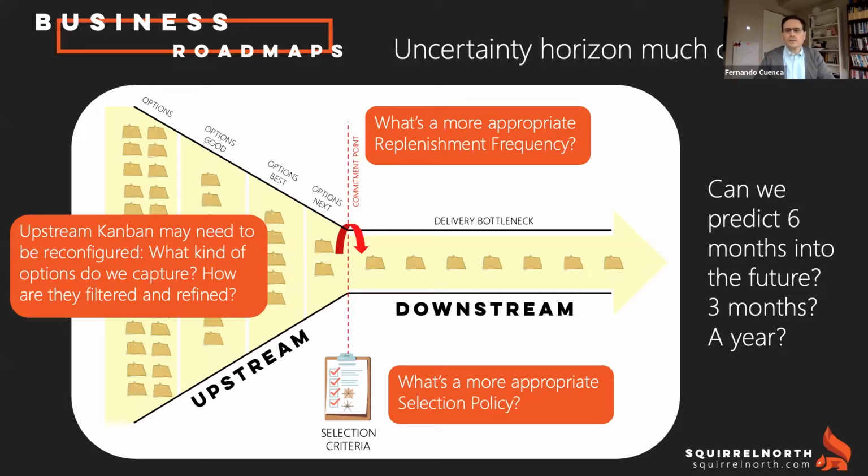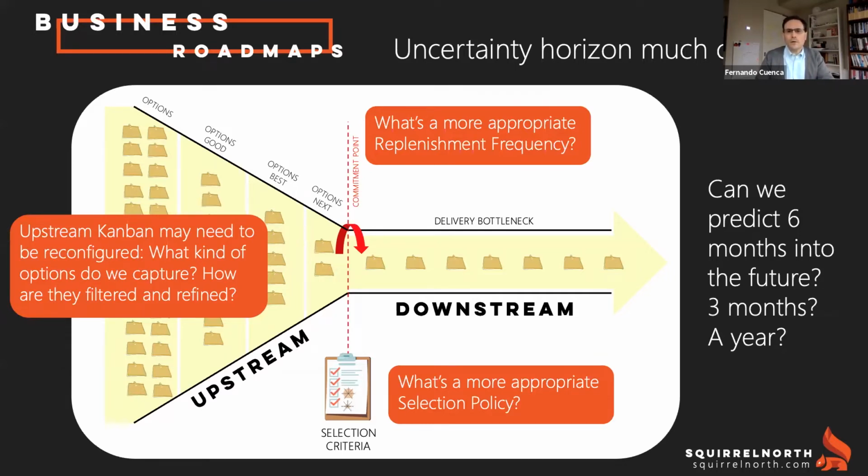We like to conceptualize end-to-end delivery workflows as having two sections, an upstream portion and a downstream portion, separated by this commitment line. So in the upstream portion, we capture options and ideas and things to potentially work on, and we refine them, and we filter, we narrow down the list to a short list of things we can commit to. And once we make a commitment, we work on delivering that. That's the downstream portion, the downstream delivery.